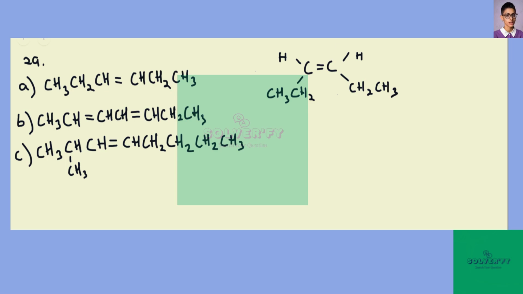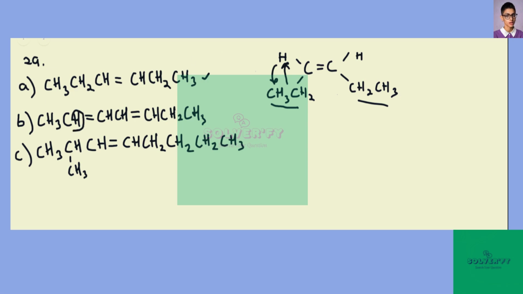If we were to draw out the structure of 29A, we could see that if we rotated this hydrogen and this methyl group, we would create two different isomers. One where each of the ethyl groups are on the same side, and one in which the ethyl groups are on opposite sides of the compound. So 29A does exhibit cis-trans isomerism.